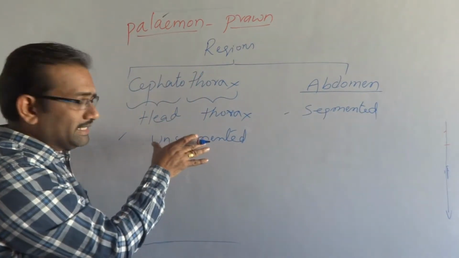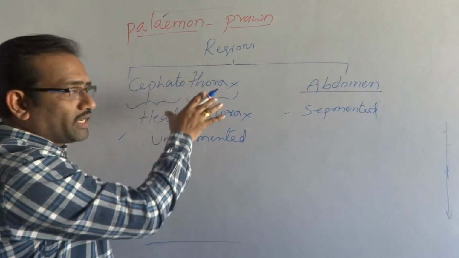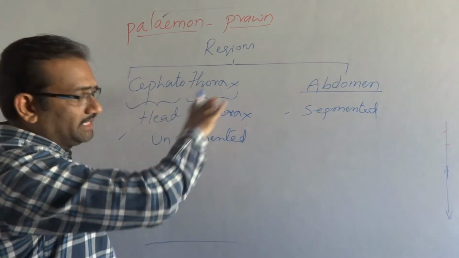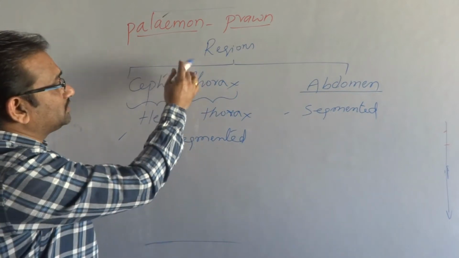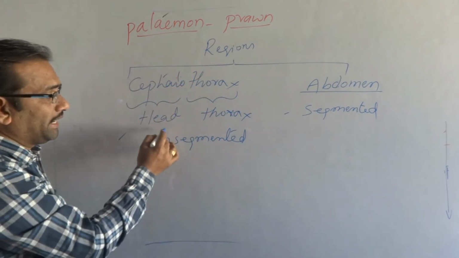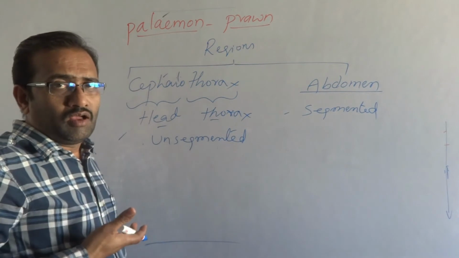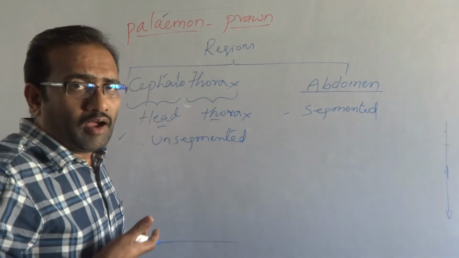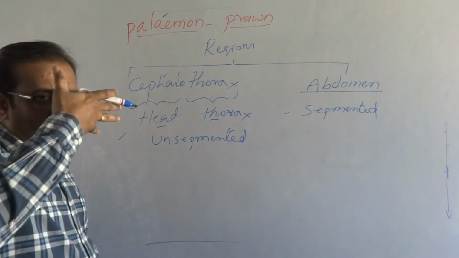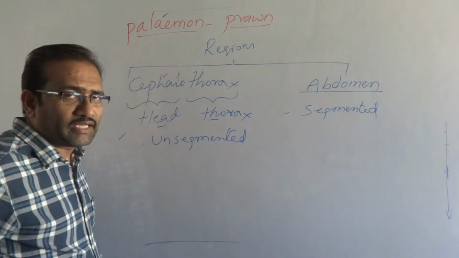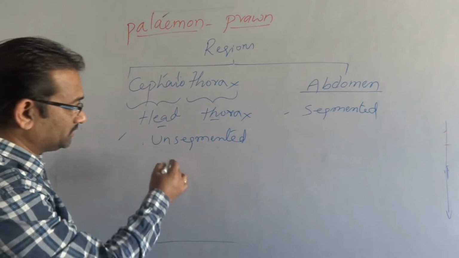It's totally a single piece. Cephalothorax is unsegmented, a single piece, and that is called cephalothorax. Cephalo means head, and the thorax is after the head, the part above the abdomen. So both are fused to form the cephalothorax, the unsegmented part.